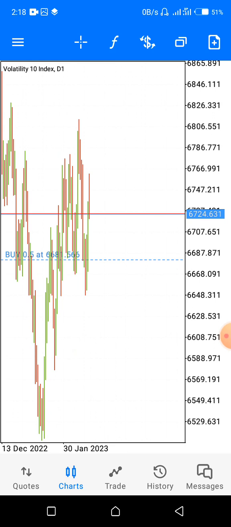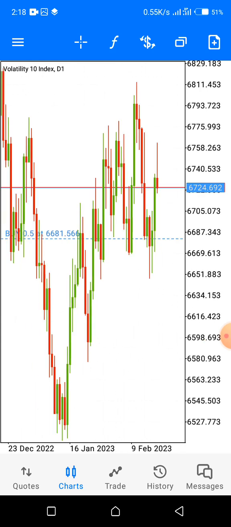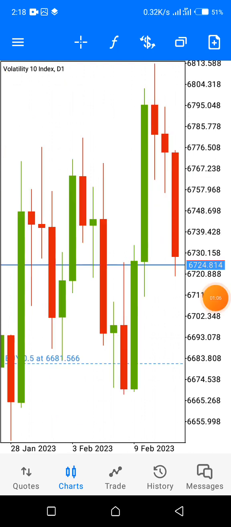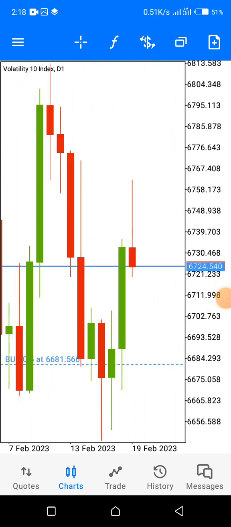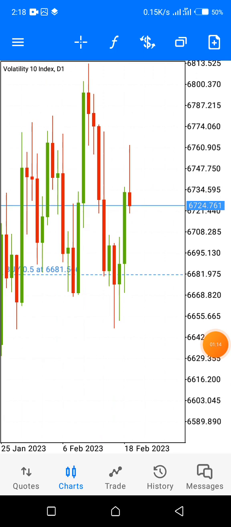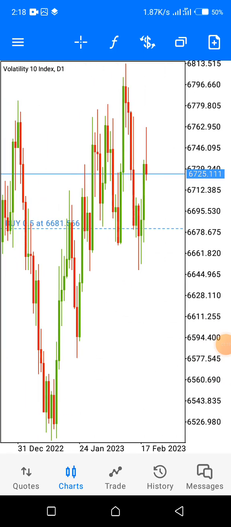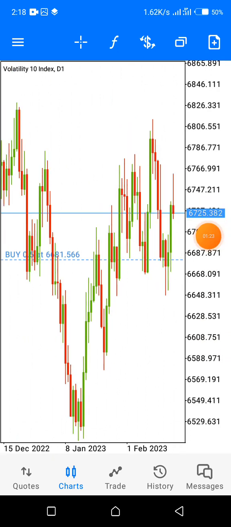Okay, let me zoom in a bit. So now I hope you guys are seeing this. See all these wicks. Let me zoom in. See, these things are called wicks. They show rejection in the market. So as you can see, once you open your chart, you look left. By looking left, you're trying to find the zones, the places where we have these multiple wicks.